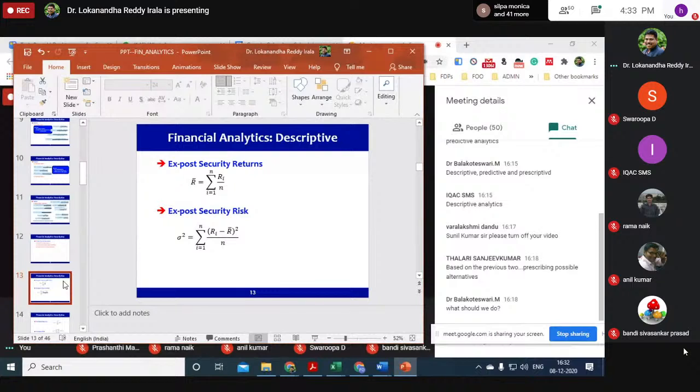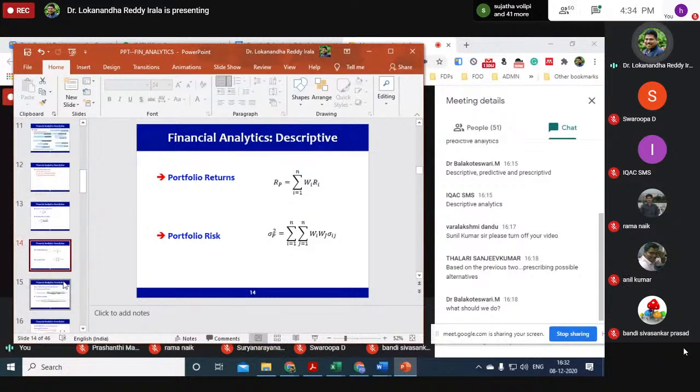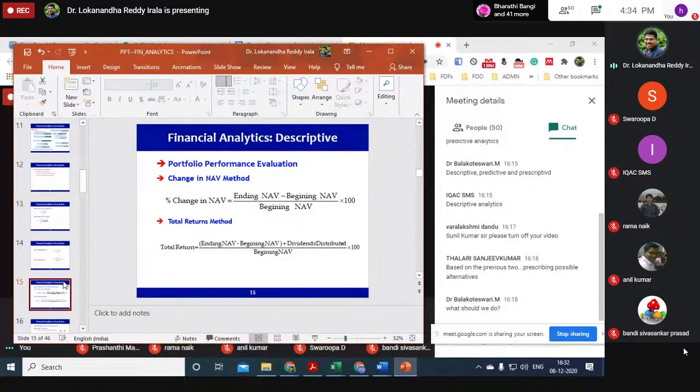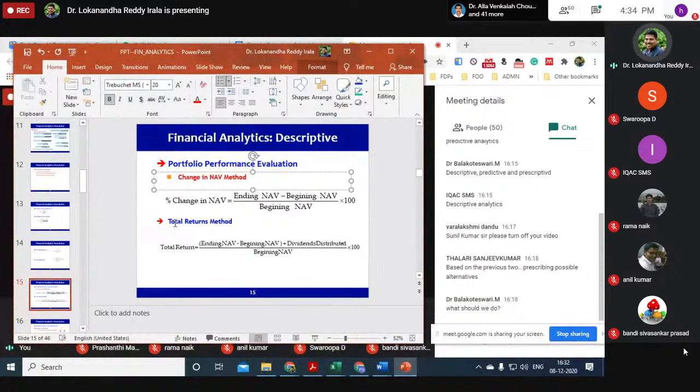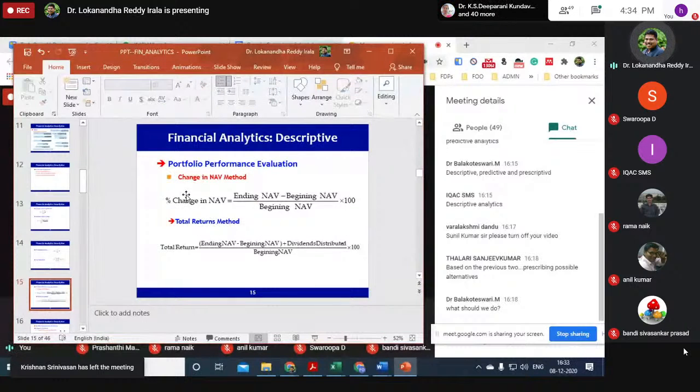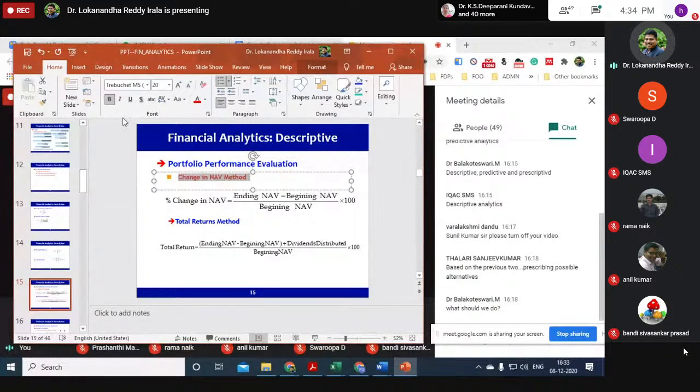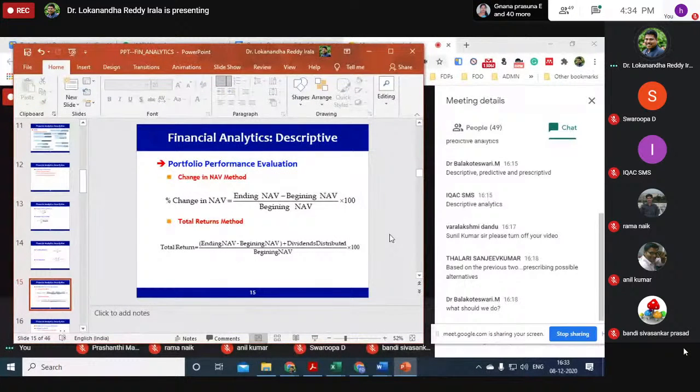Similarly, those who have some knowledge of security analysis and portfolio management would understand. So we have what are called expected security returns and expected security risk, right? Similarly, you have portfolio returns and portfolio risk. So this portion is the descriptive statistics. Certain examples that I have shown that you have in your accounting and portfolio management, and these popular portfolio performance evaluation methods, right, are another descriptive statistic that we have. You have the change in NAV method, then you have the total returns method, and most of the business dailies publish this on a day-to-day basis in their journals.